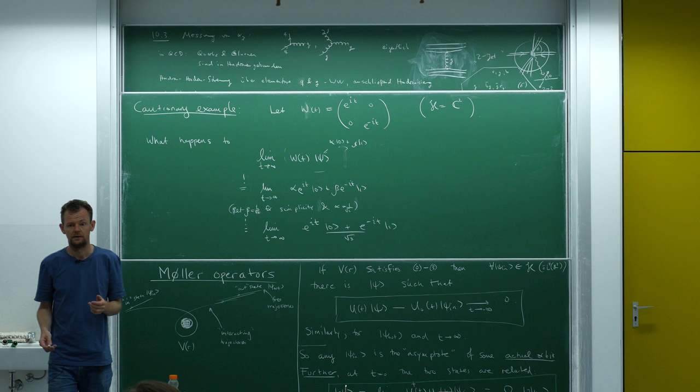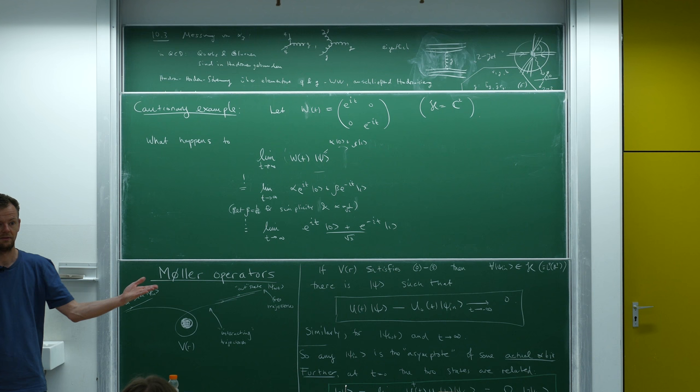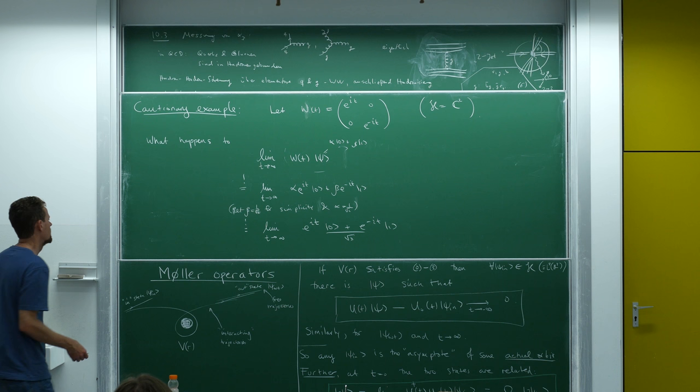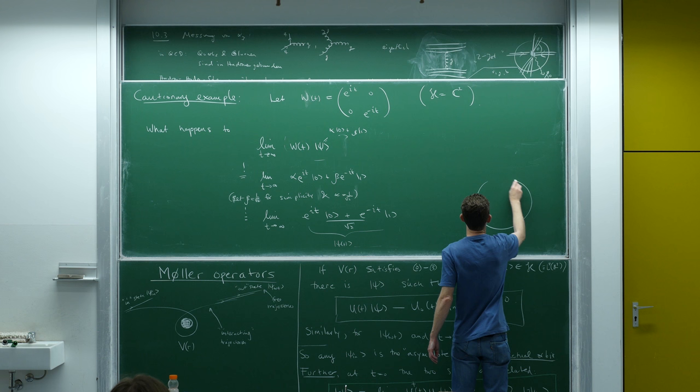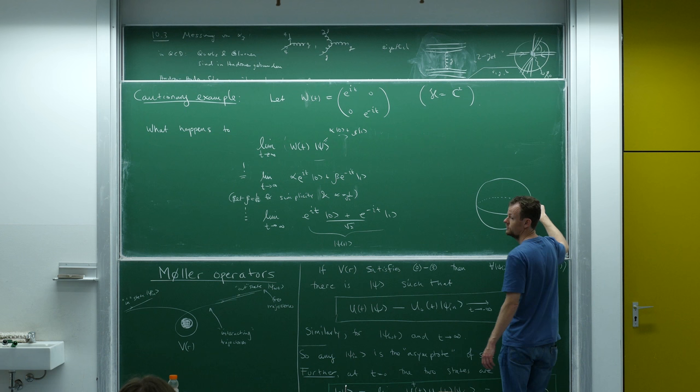Does this define an honest operator on Hilbert space? And the answer is nope. That's right. This is a state. Call it psi of t. On the Bloch sphere, what is it doing? It's executing a trajectory around the Bloch sphere as time passes.